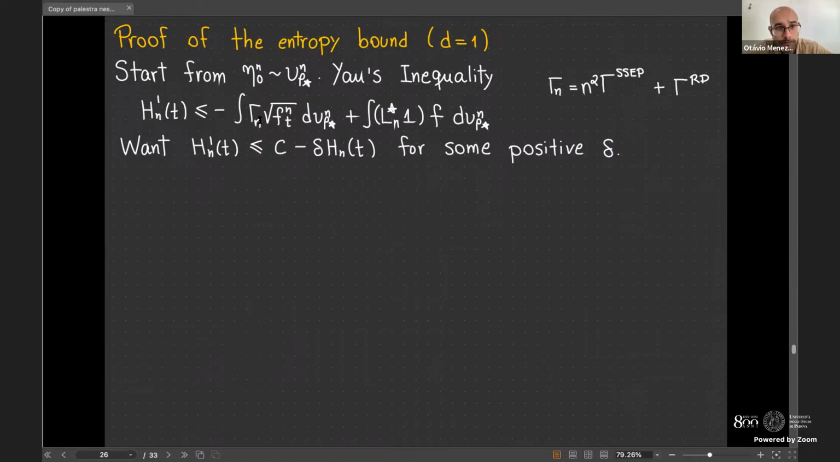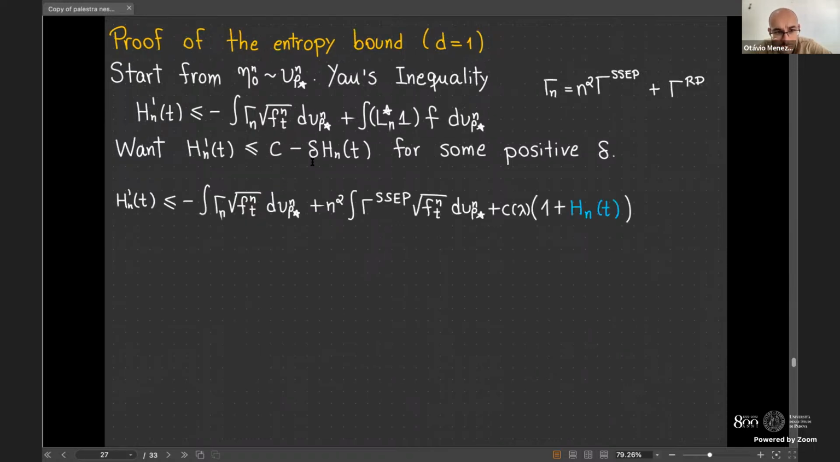So we apply a Young's inequality, and estimating this term, we want to arrive at some bound for the time derivative that has a negative coefficient in front of the entropy. Then you can use some elementary argument to argue that your entropy stays bounded in time. You can integrate this in time and say that the entropy remains bounded.